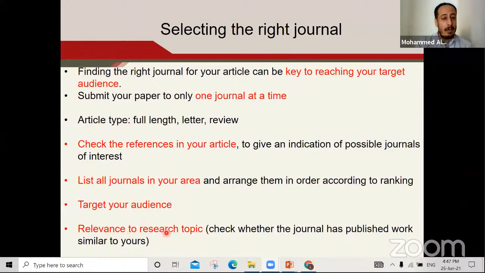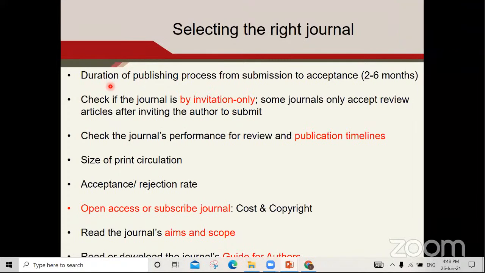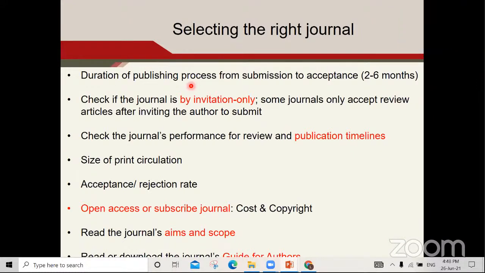There are also other criteria to select journals. It should be relevant to your topic. That's why you have to check the aim and scope of the journal. The other criteria, sometimes it's not just relevance, is the duration. Some students want to publish their article but don't have enough time. They have just 6 months.